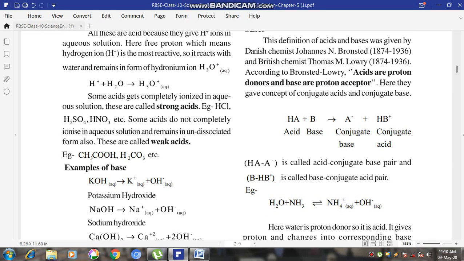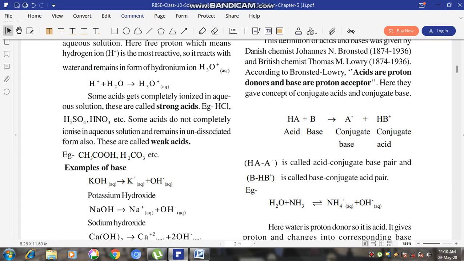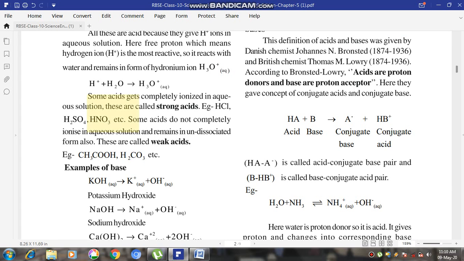Next is strong acid and weak acid. Some acids get completely ionized in aqueous solution; they are called strong acids. Examples are HCl, H2SO4 and HNO3. These are the strong acids which ionize completely in aqueous solution. And some acids do not completely ionize in aqueous solution and remain in undissociated form. That is called weak acids.